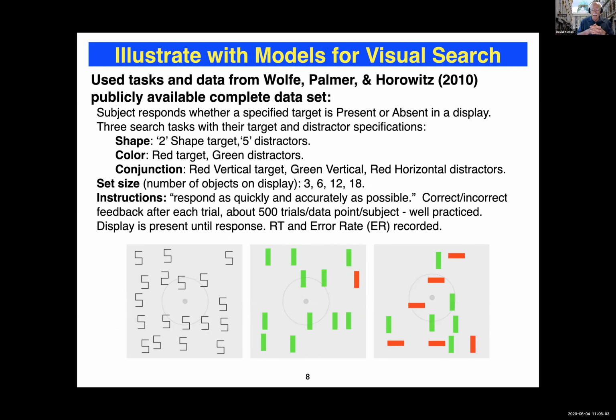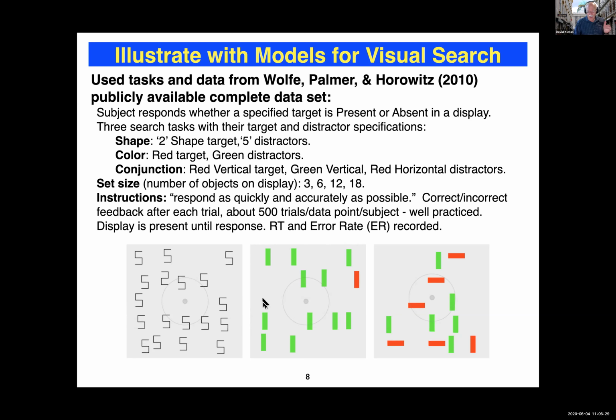Tasks and data. Here are 3 different tasks. First one is, can you find the 2 shape? Is it present and surrounded by all these 5 shape distractors? The color task: is there a red object amongst all these green objects? The conjunction task is, can you find the red vertical amongst all the green vertical and red horizontal distractors?